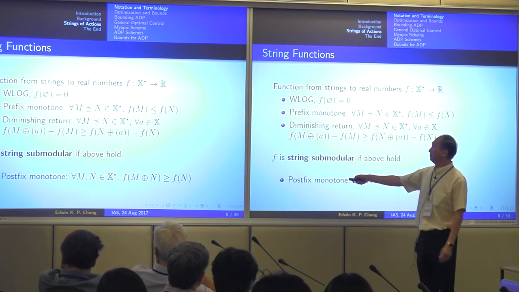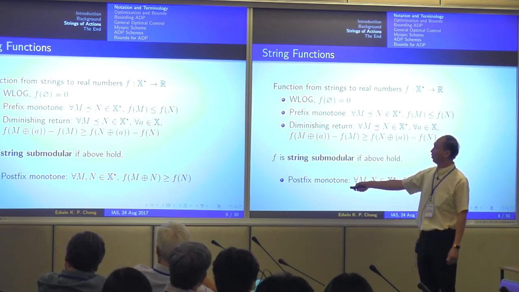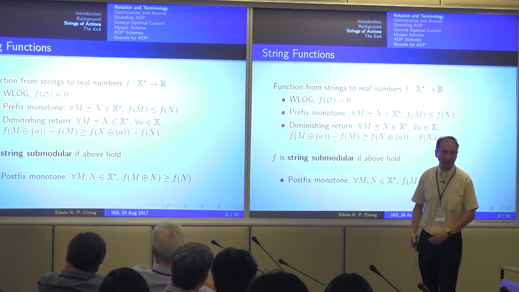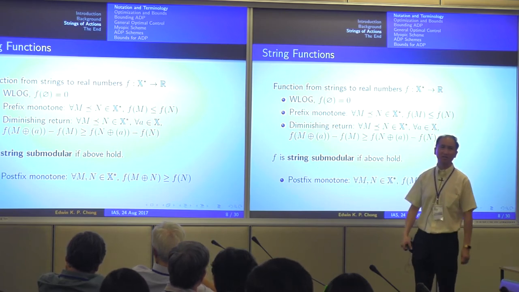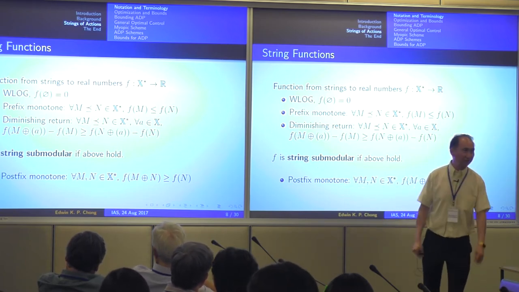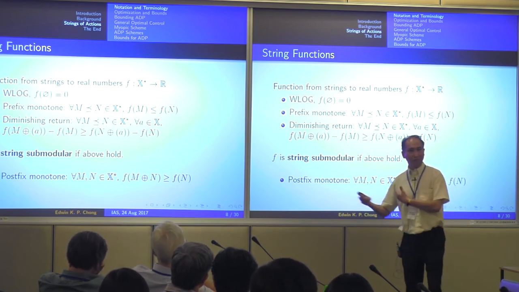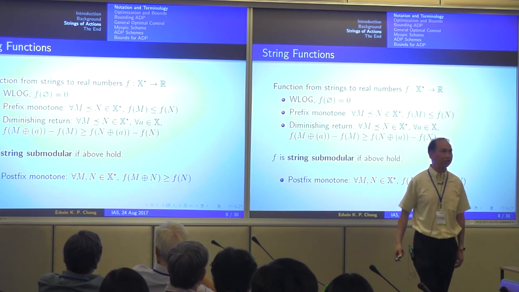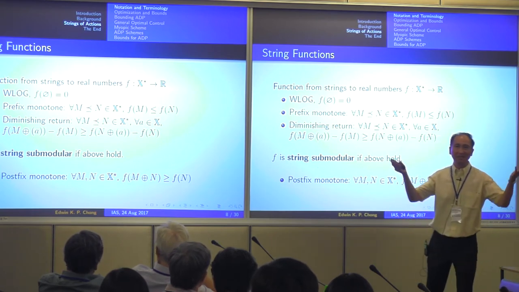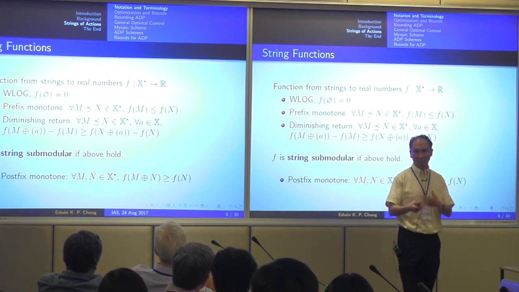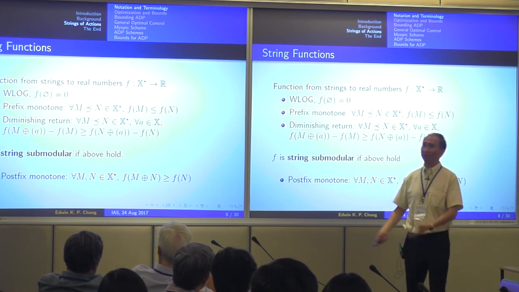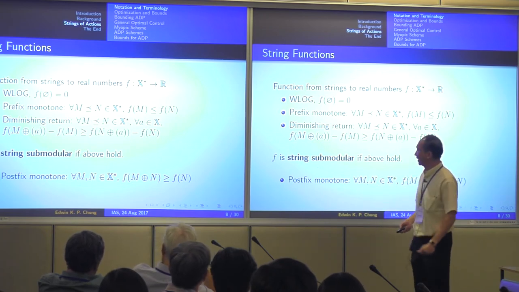Now, if these conditions hold, let's call f string submodular. The reason I put the word string here is that usually when people say submodular, they mean with respect to just sets as arguments. But since we're talking about strings, we'll use the word string submodular. I mean, in the literature, people use different terminology for these things. But for this talk, I think it's simple enough if we just use string submodular.